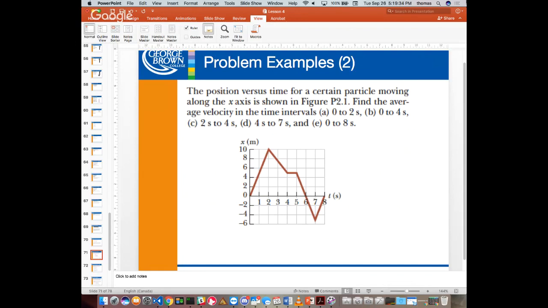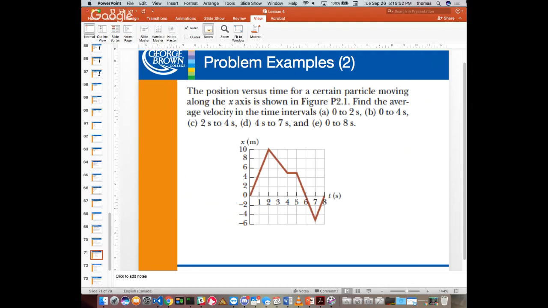The position versus time for a certain particle moving along the x-axis is shown in the figure below. Find the average velocity in the time interval A, 0 to 2 seconds, B, 0 to 4 seconds, C, 2 to 4 seconds, D, 4 to 7 seconds, and E, 0 to 8 seconds. How would you figure this out?